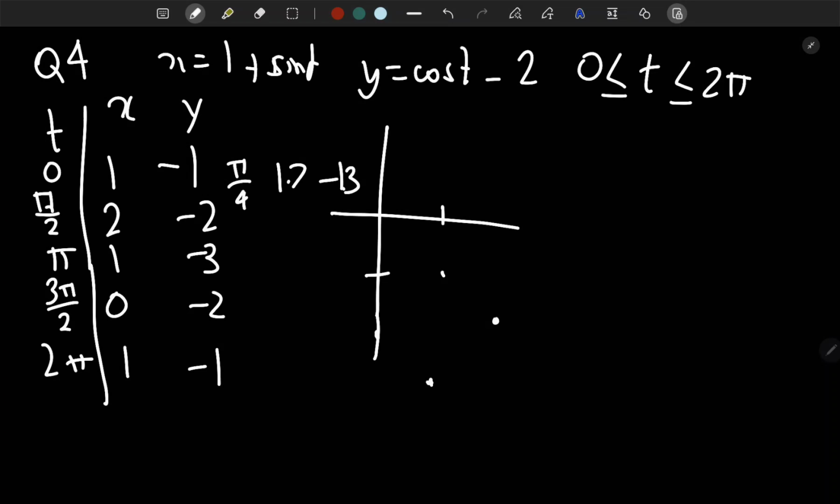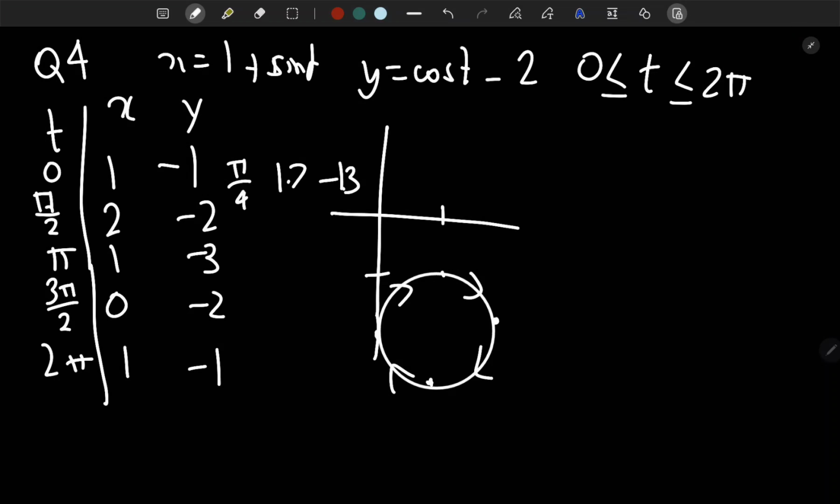So now let's join the points. It's going to be something like this, and now the direction is going to be like this, right? Yes.